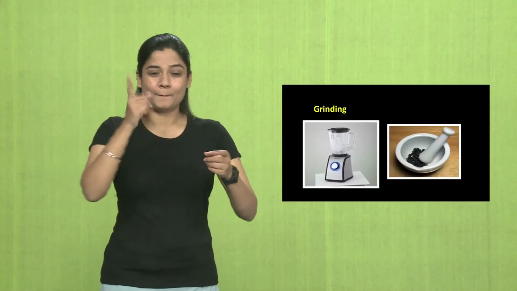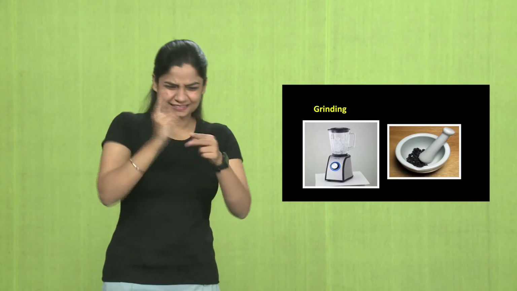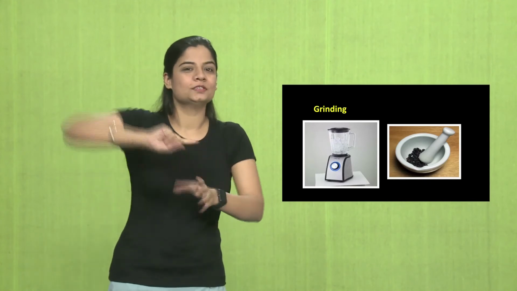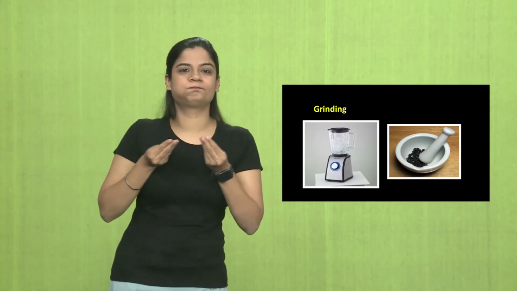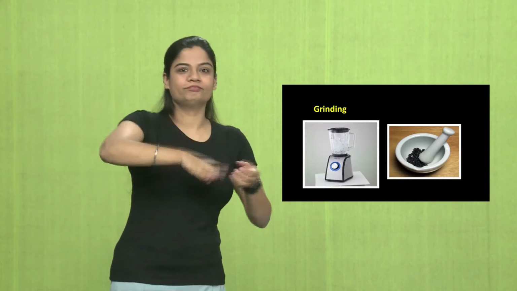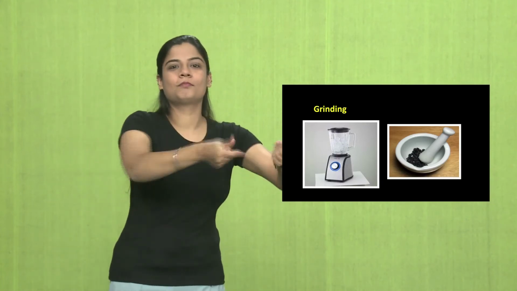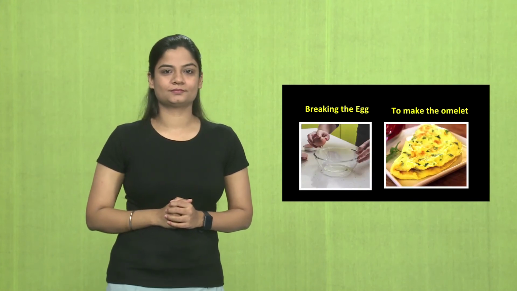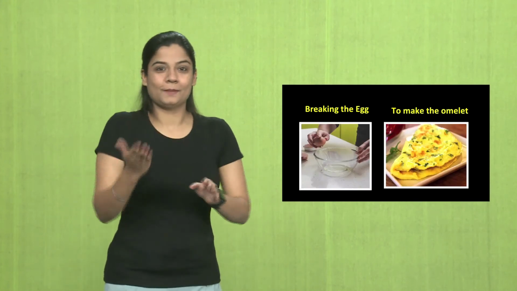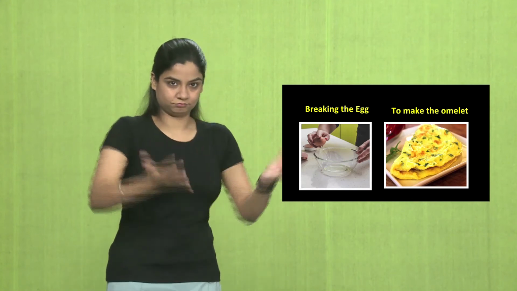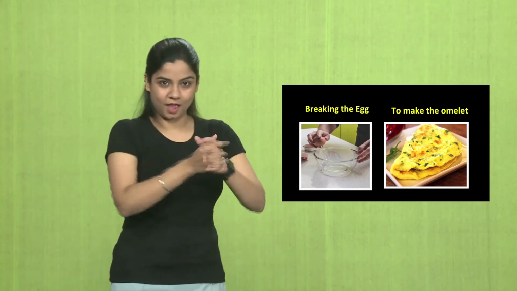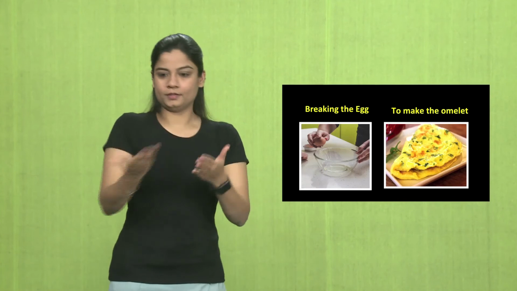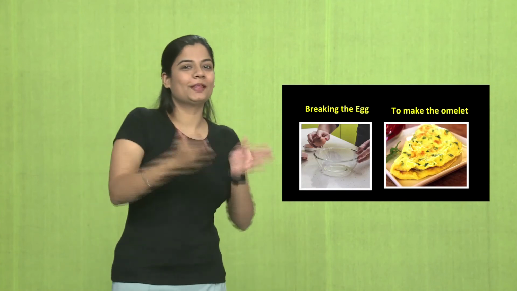Sometimes we need to make a paste or a powder. So it is done using a grinding machine. So grinding is also important for pre-preparation. For making an egg, you need to break the egg in a bowl. You need to add masala, pyaz, tomato, etc. whatever is needed for making an omelette. So pre-preparation for making an omelette also.